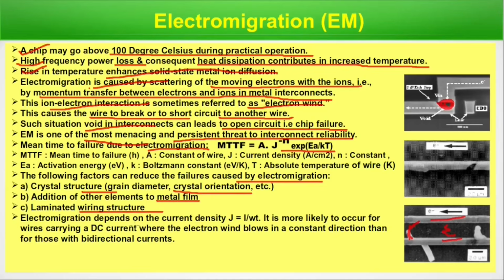Now, electromigration depends on the current density J. It's more likely to occur for wires carrying a DC current, where the electron wind blows in a constant direction, than for those with bidirectional currents. So for wires carrying DC current or one directional current, electromigration is the predominant thing, and we need to consider some design specifications to get rid of electromigration or EM. We are done with this slide. We will move to the next slide.